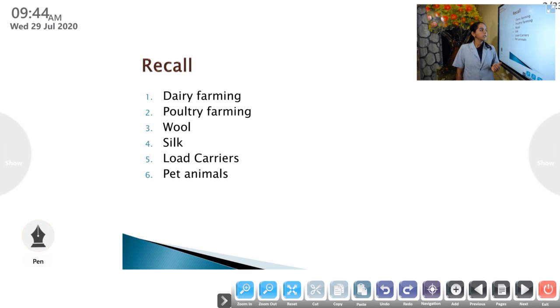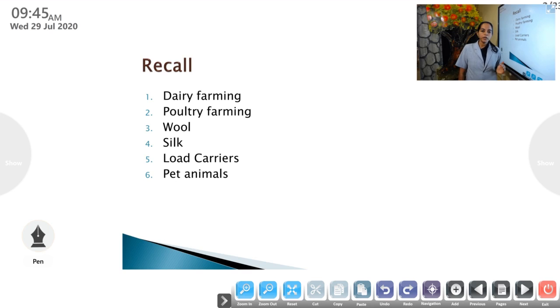What is the difference between dairy farming and poultry farming? In dairy farming, animals are reared for milk and milk products. Example, cow, goat, buffalo. Then in poultry farming, birds are reared for eggs and meat. Example, hen, duck, turkey.